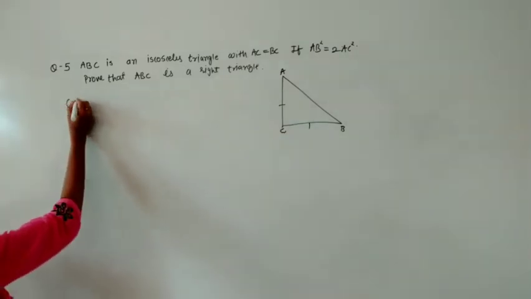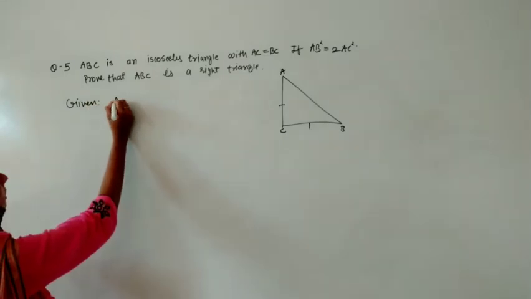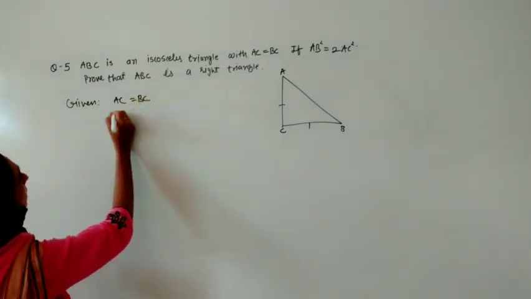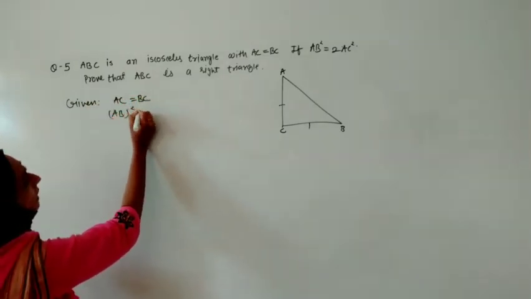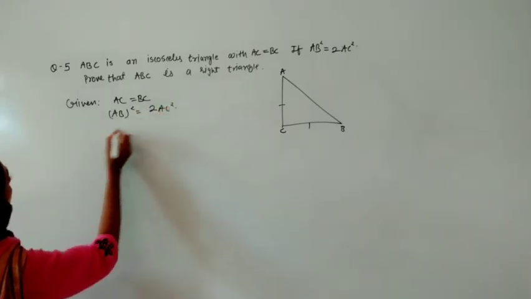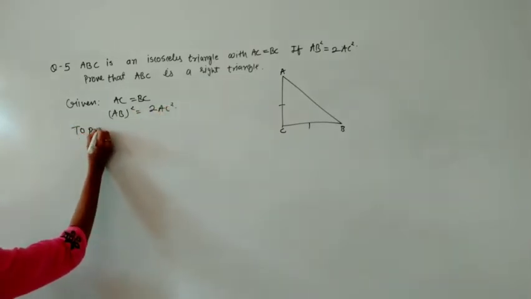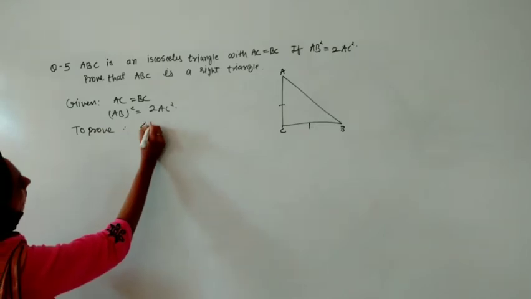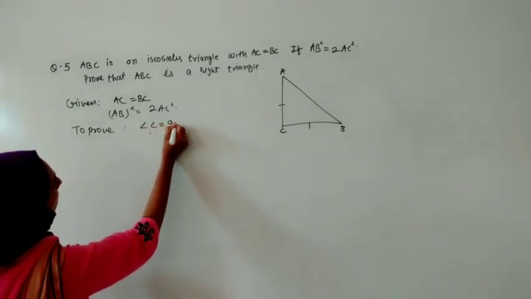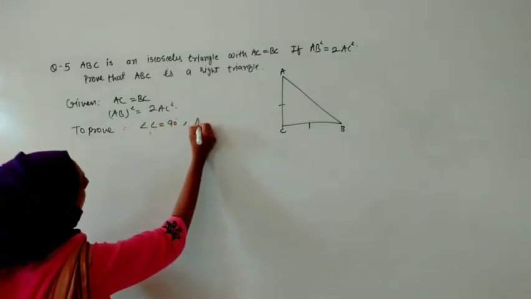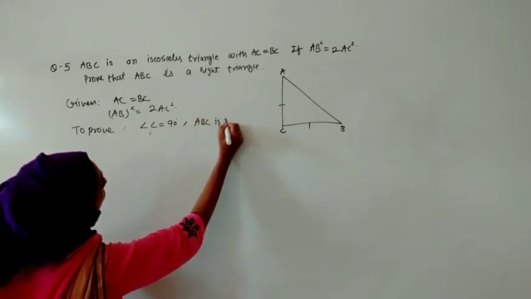So what is in given? Let us write in given. They gave us AC equal to BC and AB square equal to 2 times AC square. And what we have to prove? Let me write, to prove is that angle C is equal to 90 degrees and ABC is a right triangle.